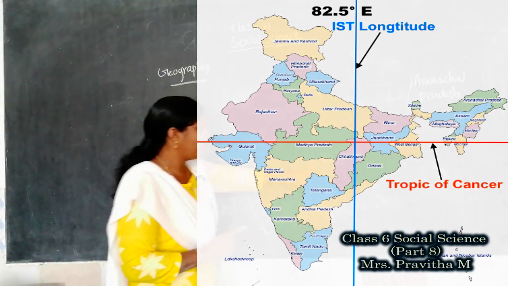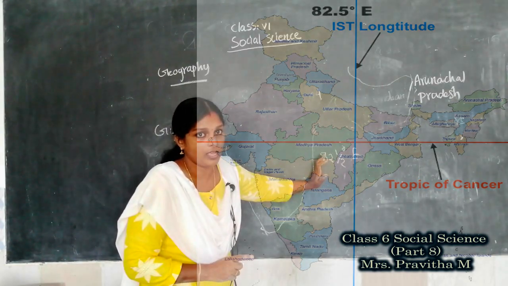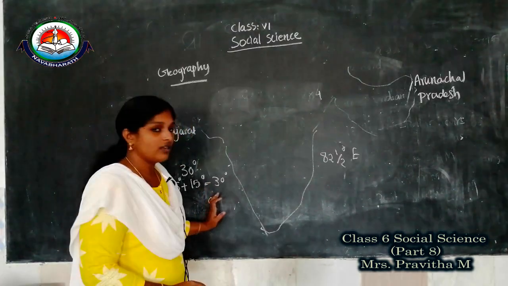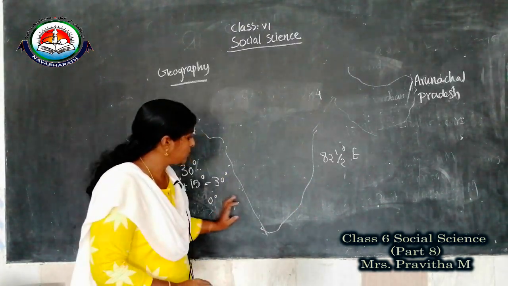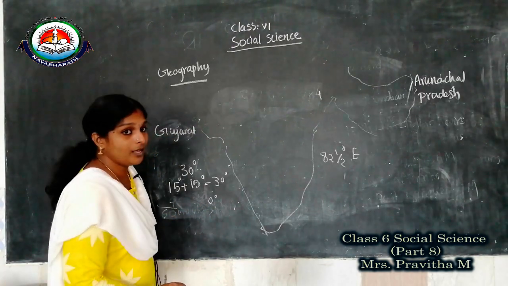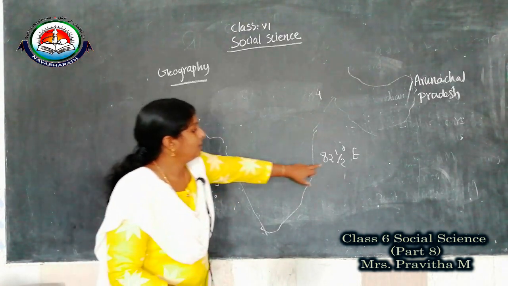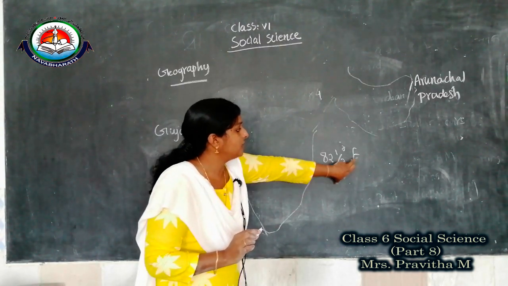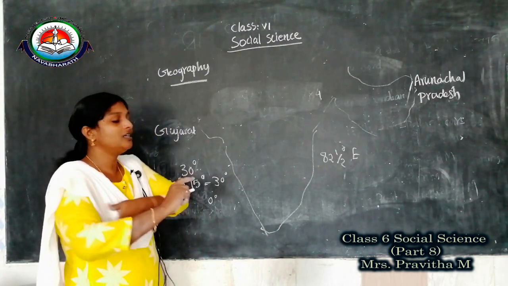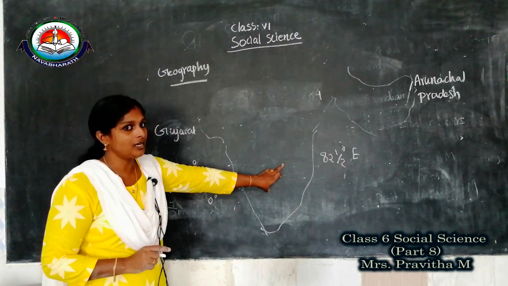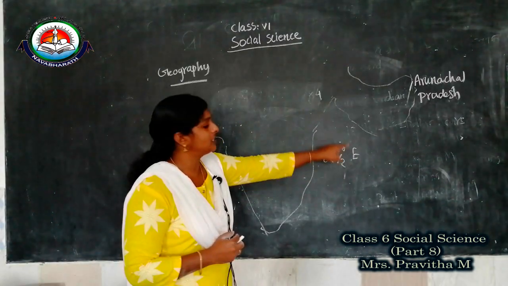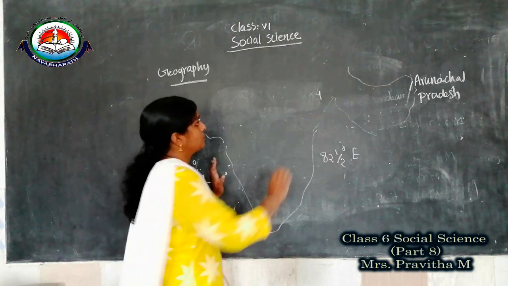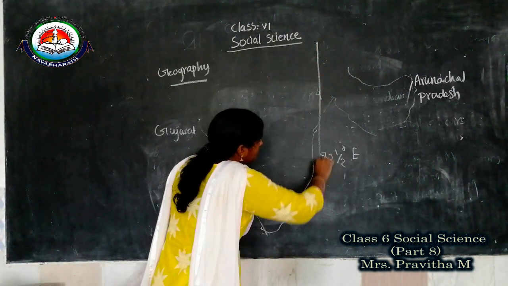Why? Because we are in the eastern hemisphere. The Greenwich line at 0 degree divides Earth into two equal halves. I told you, one portion is the eastern hemisphere and the other portion is the western hemisphere. So we are in the eastern hemisphere, so we have to write E. 82.5 degree east is selected as the standard meridian of India. Clear, children? Now, do you know why this longitude is selected? Because it passes through almost the central part of India.